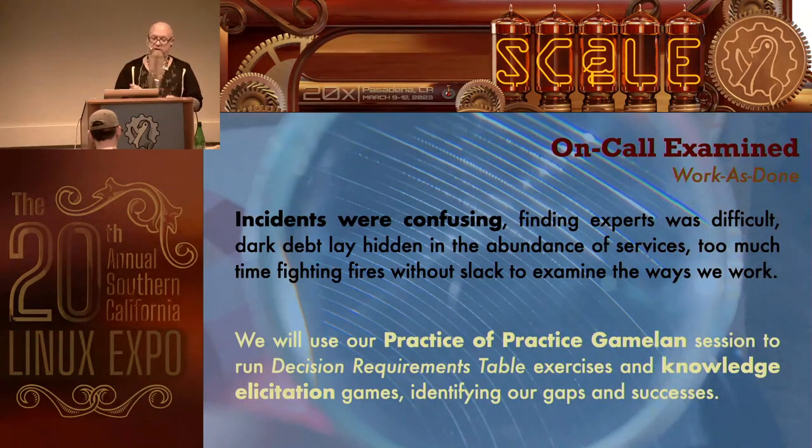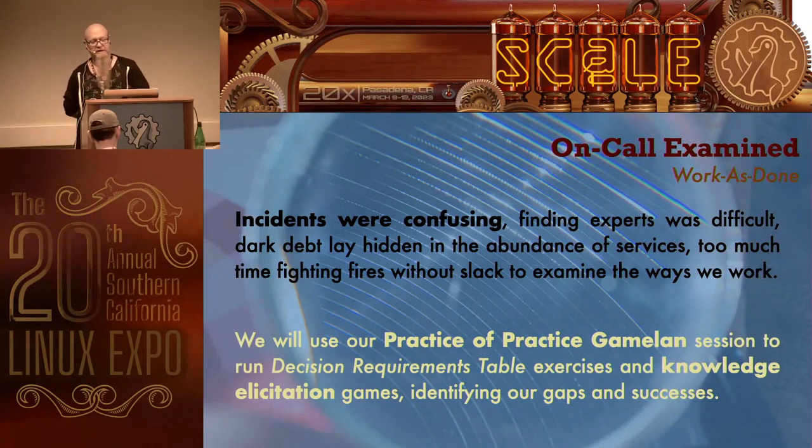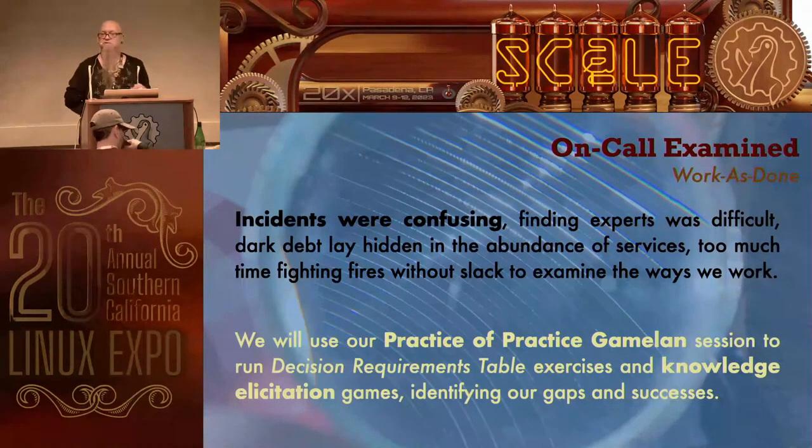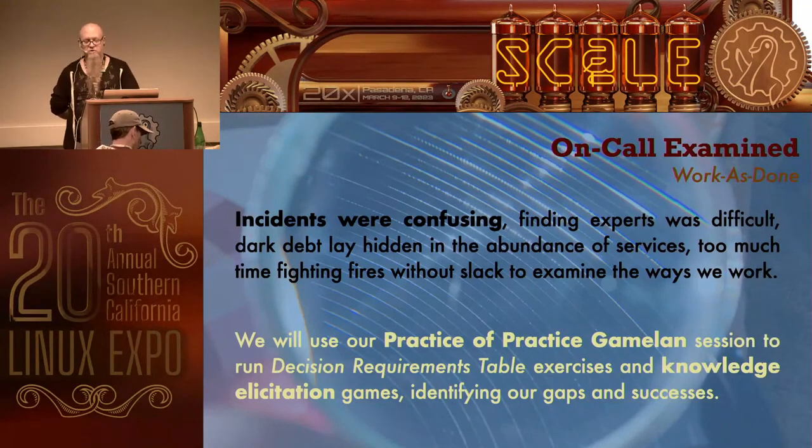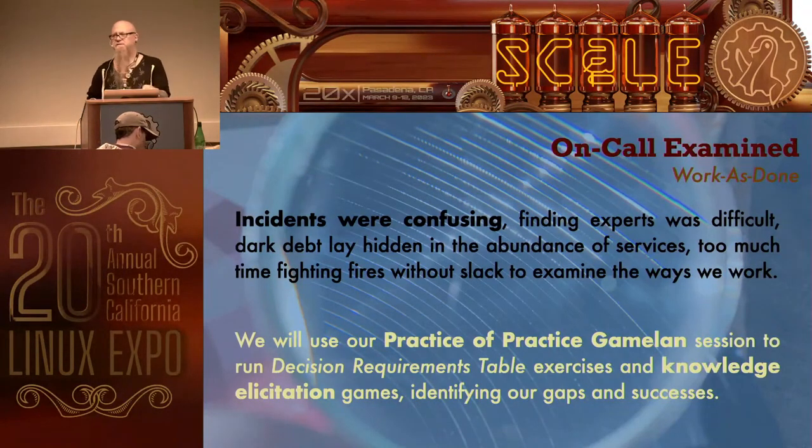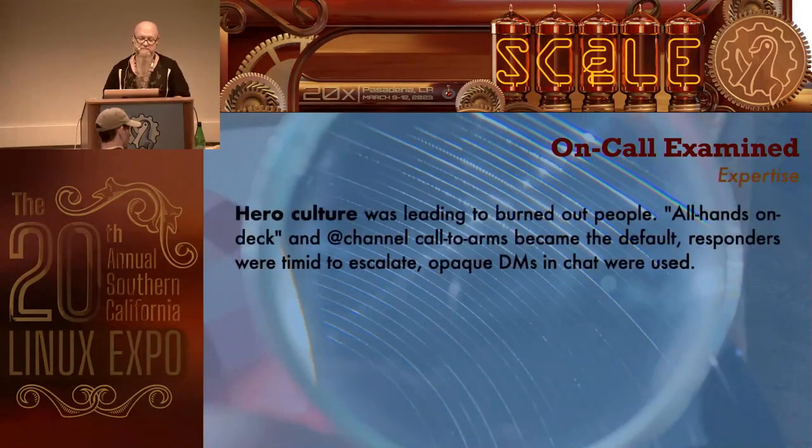Now, every week at Blameless, we had this session called Practice of Practice Gamelan, which I'll talk about a little bit later. And in this session, we examined our work as done. We examined the things that we did every day. And here's a couple of things that we did to do that. A decision requirements table is a nice exercise to dig into our knowledge. And then we used knowledge elicitation games, and I'm going to show you one of those later, to help identify not only the gaps that we had, but also the things that were making us good. Those are the things that we wanted to emphasize.